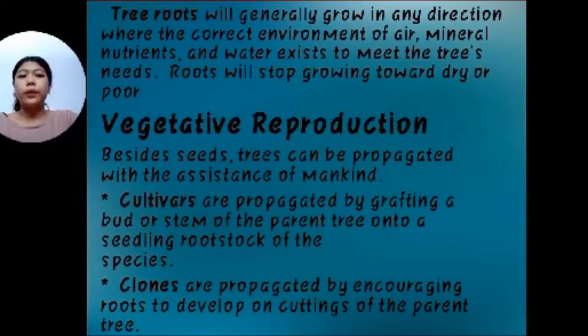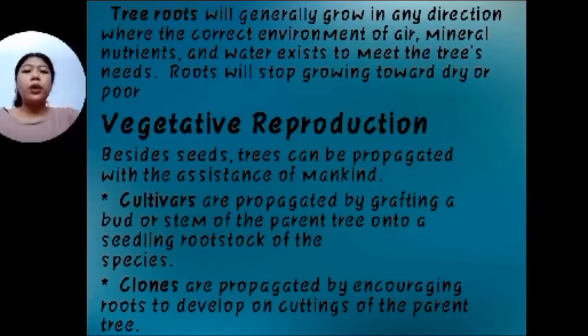So, tree roots generally grow in any direction where the correct environment of air, minerals, nutrients, and water exist to meet the tree's needs. Roots will stop growing towards dry or poor areas.